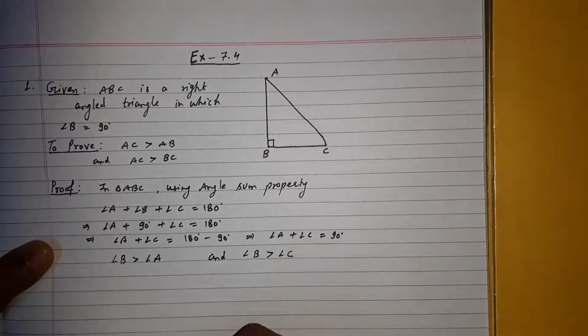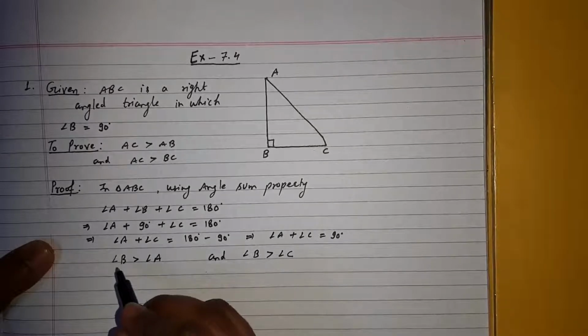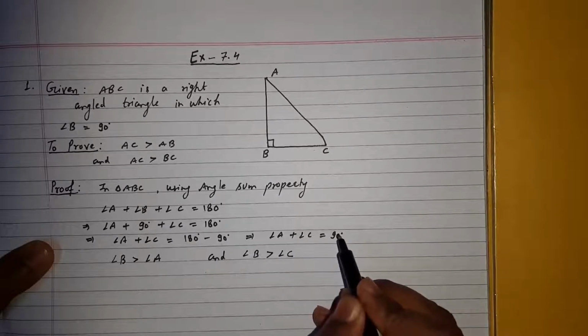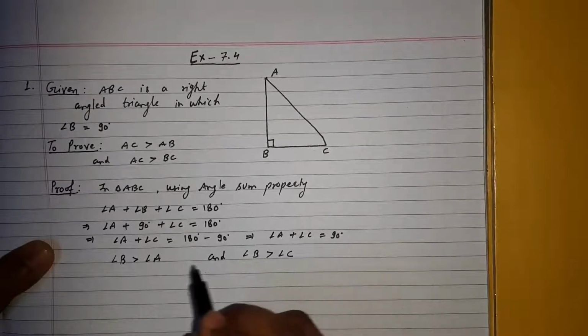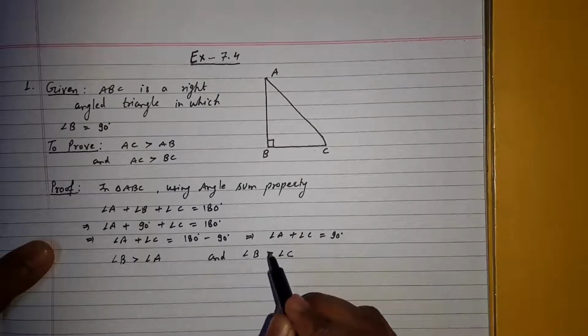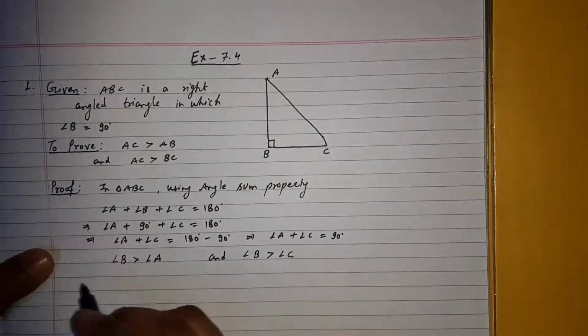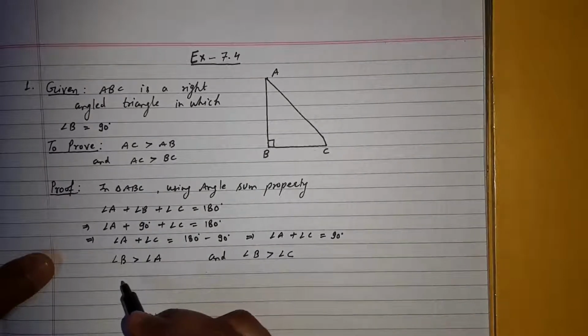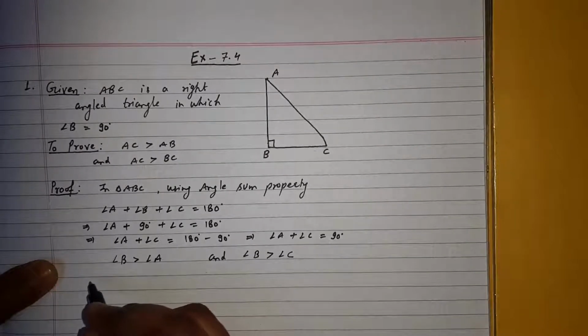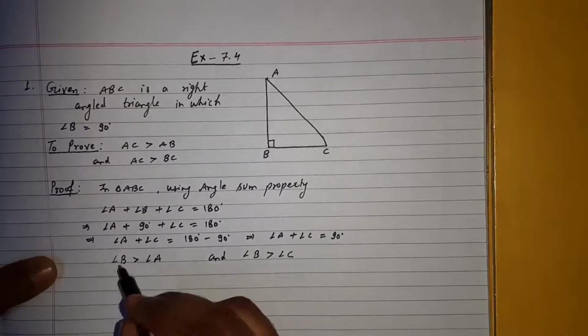Because angle B is 90 and the sum of angle A and angle C is 90 degrees, we can say here angle B is greater than angle A and the value of angle B is also greater than angle C. So by using the theorem, the side opposite to the larger angle is longer.